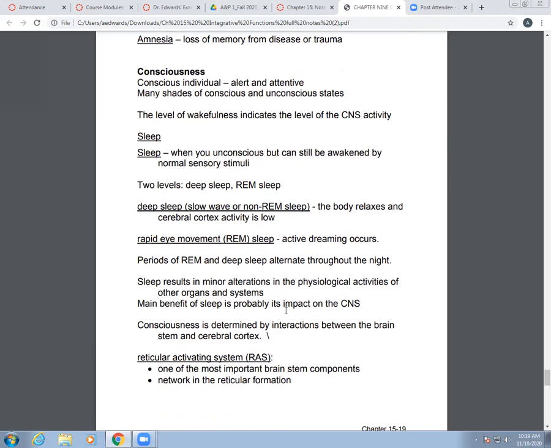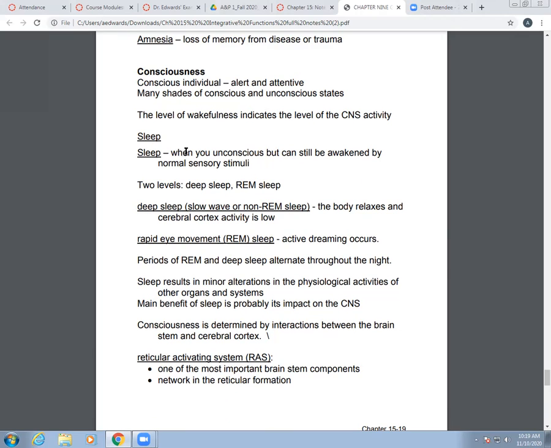That means that they're alert and they're attentive. And it's not really just conscious or unconscious. There's kind of shades in between. There's different grades of consciousness and unconsciousness. The level of wakefulness indicates the level of activity that's going on in your central nervous system.